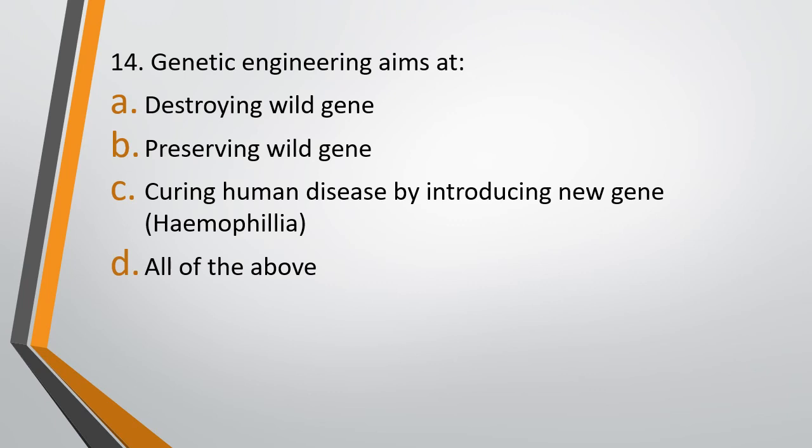Question 14. Genetic engineering aims at? Option A, destroying wild gene. Option B, preserving wild gene. Option C, curing human diseases by introducing new genes. Or option D, all of the above. The correct answer is option C. With genetic engineering, we can cure human diseases by introducing new genes in place of the genes that have been mutated.